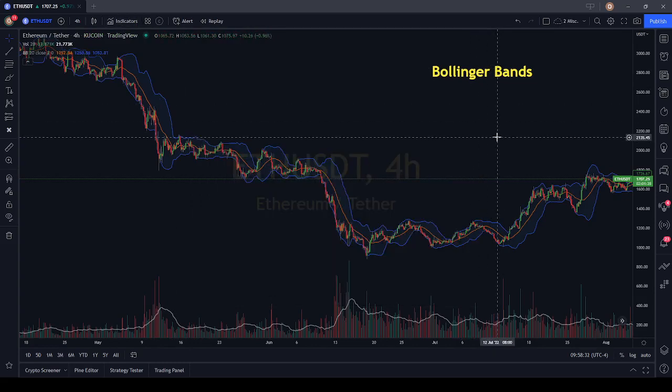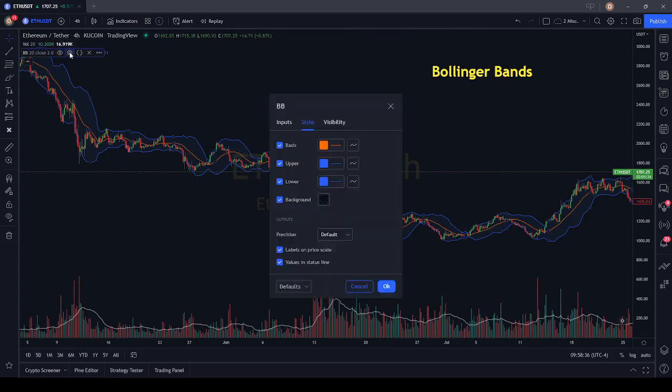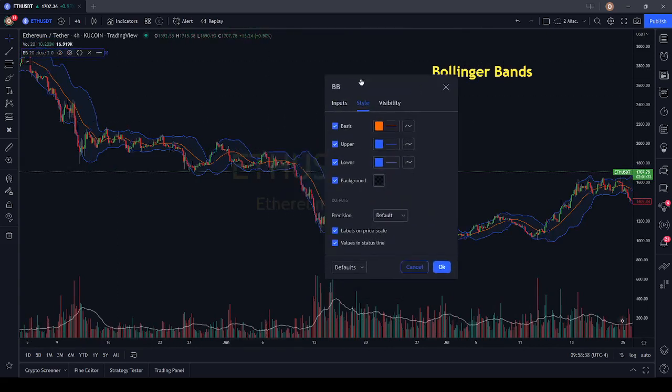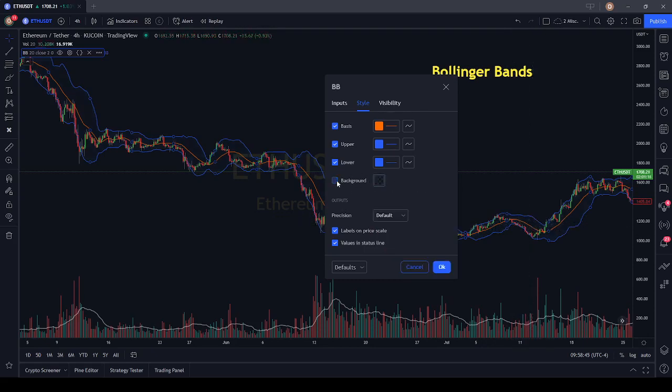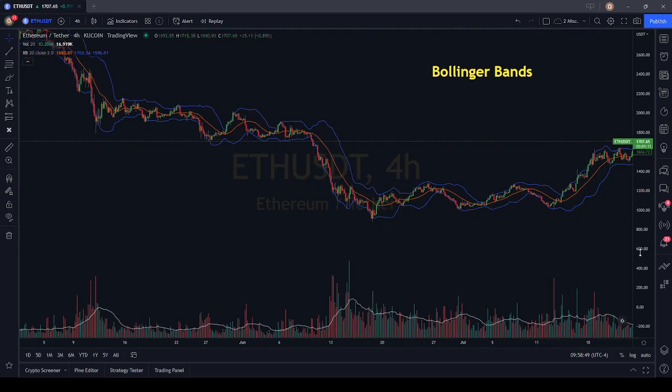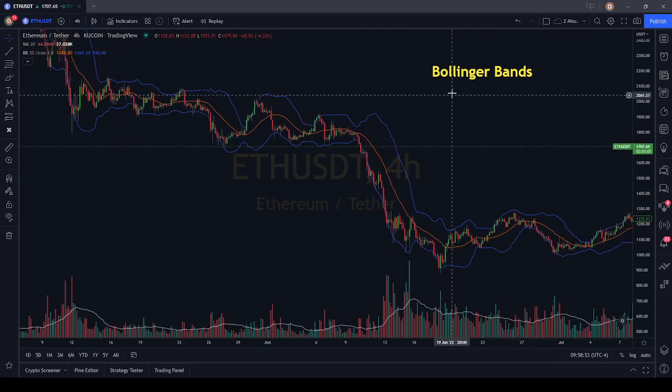And as always, the first thing, let's make it look a little bit nicer. If we go into the settings for Bollinger Bands, the only thing I'm going to change here is removing this background. It's like a cloudy blue currently. Just remove that. Cleans it up, makes it a little bit more clear. The actual line colors you can certainly change per preference, but I will leave them blue and orange for the sake of this.